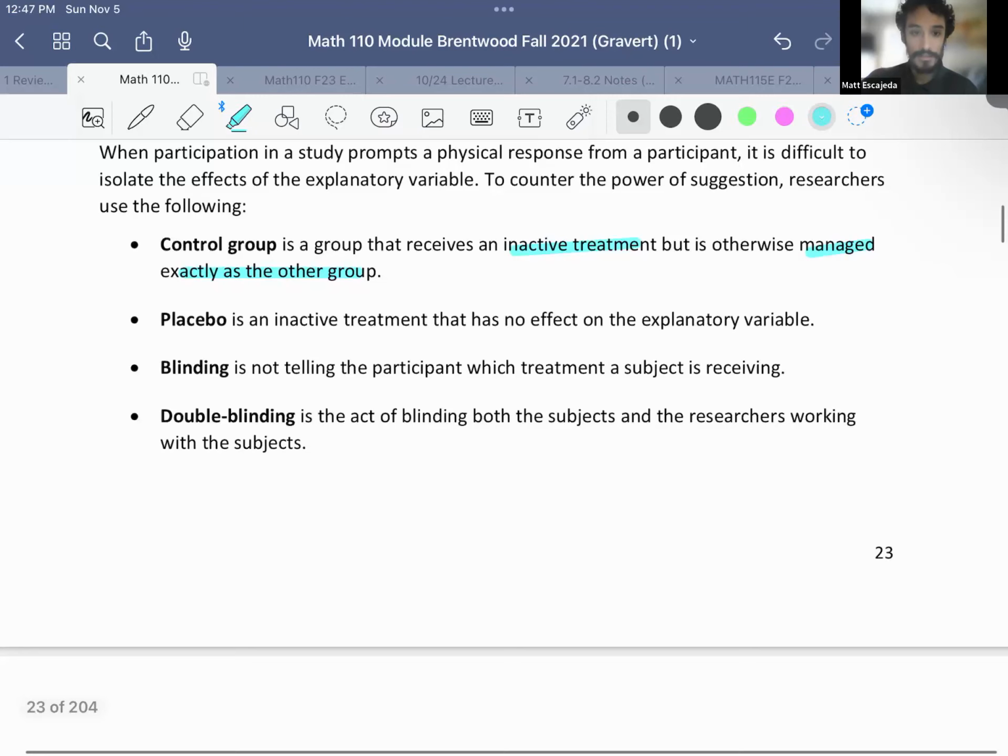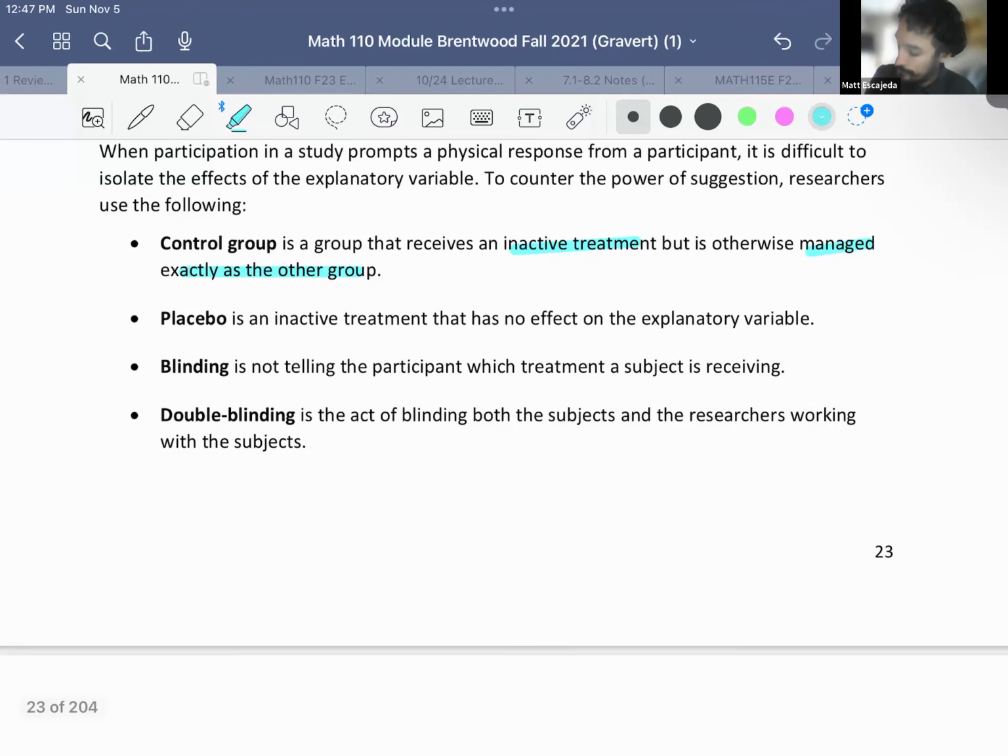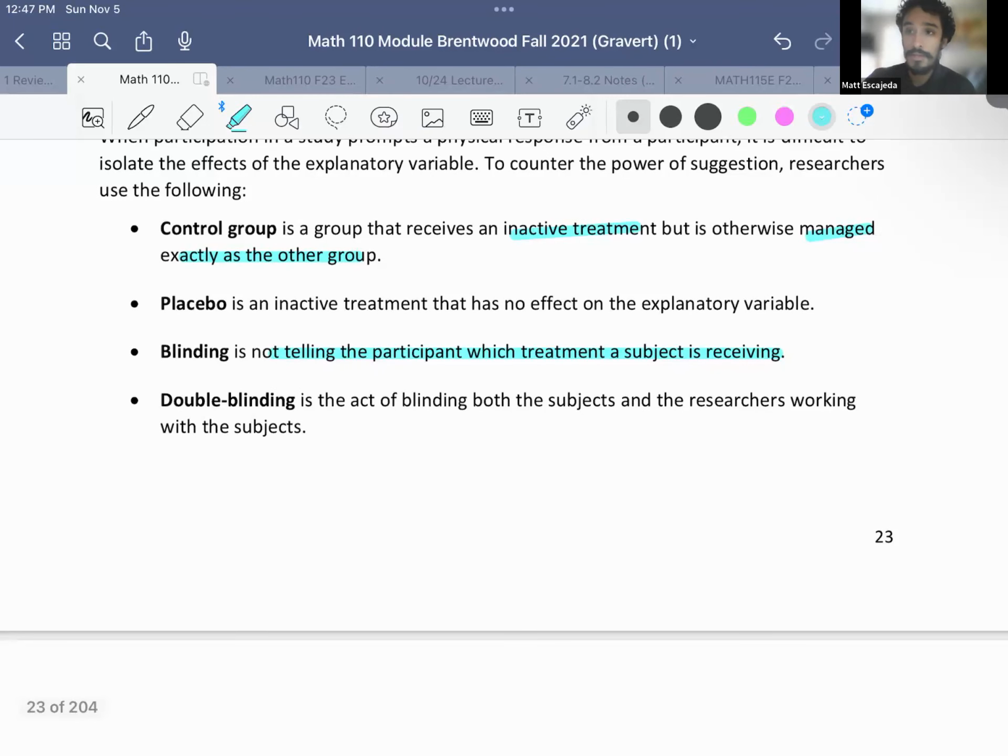And blinding is not telling the participant which treatment a subject is receiving. Okay, so you're blinding the participant in this case. So they don't know what they're receiving, which is related to this placebo bit, like they might not know they're getting a sugar pill. But okay, so double blinding next is where both the subject and the researcher are blinded. So both the researcher and the participant have no idea who got the sugar pill or diet pill.